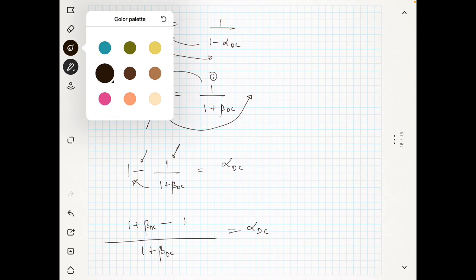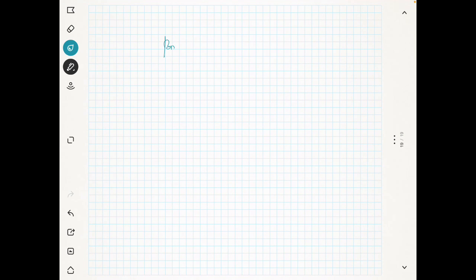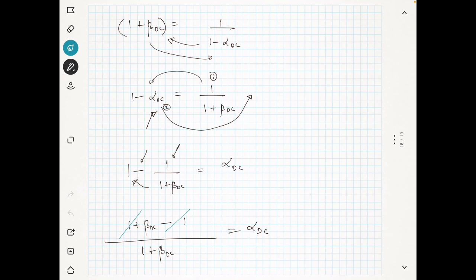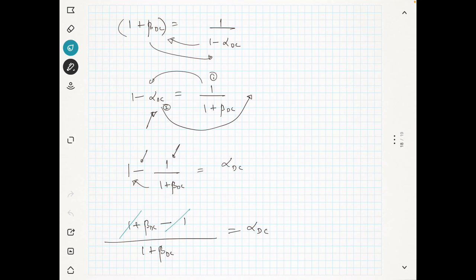Now you can see from the equation, this is minus 1 and this is plus 1, so it will cancel. So beta dc divided by 1 plus beta dc, that will give you the alpha dc, okay. So that's how you can get it.